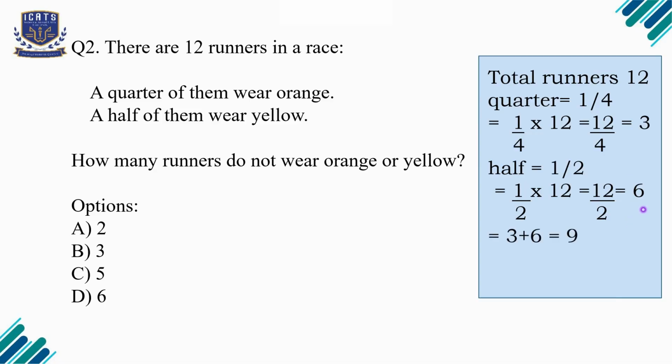Then now we have to find out how many of them do not wear yellow or orange. So we will add 3 and 6, that is equal to 9. And we will subtract 9 out of the total number of runners, which is 12. So 12 minus 9 is equal to 3, which is our option B. So we can say that 3 runners do not wear orange or yellow.